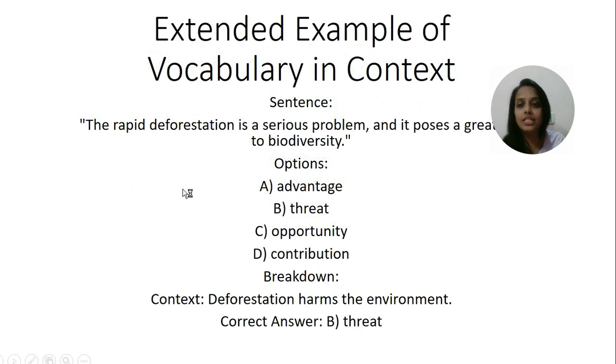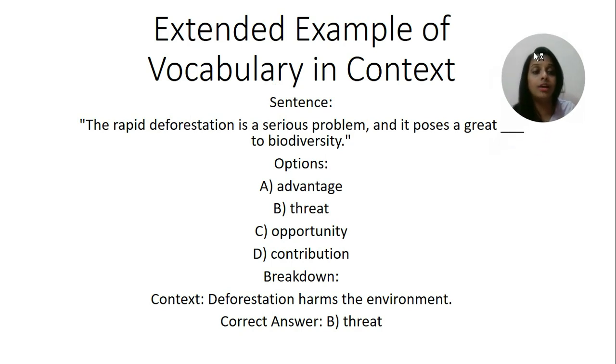Consider this sentence, okay, from a passage about environmental sustainability. The rapid deforestation is a serious problem and it poses a great dash to biodiversity. Here, the first option is advantage, the second one is threat, the third one is opportunity, and the fourth one is contribution. Got it? And now you need to think about the meaning.